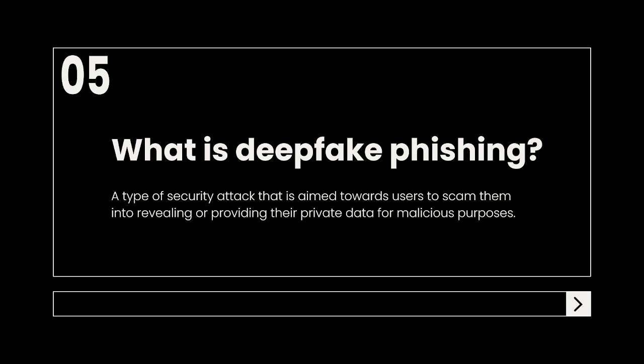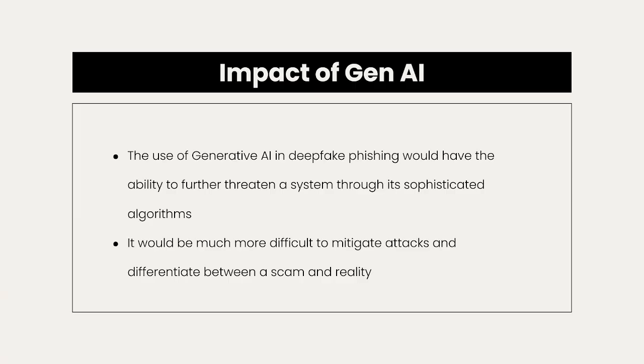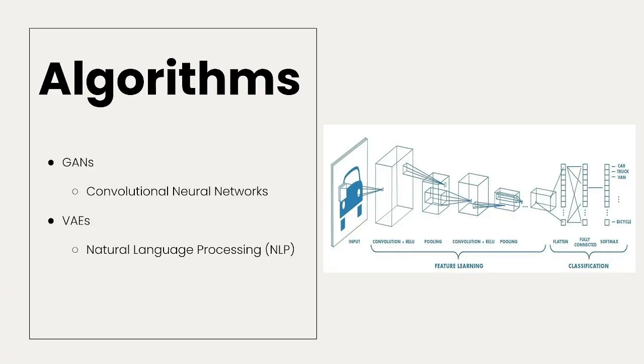So the next two modules we'll go over are the negative impacts of generative AI, and the first one is deepfake phishing, and this is a type of security attack that is aimed towards users to scam them into revealing or providing their private data for malicious purposes. With generative AI, again, this could further threaten a system through its sophisticated algorithms, and it would be much more difficult to mitigate the attacks and differentiate between a scam and reality.